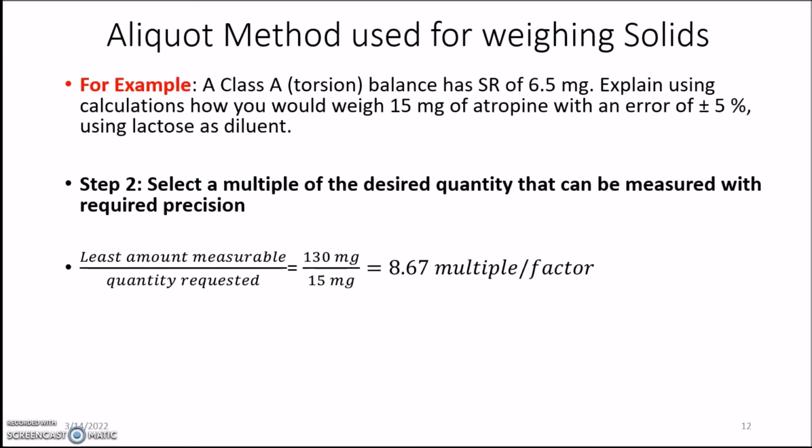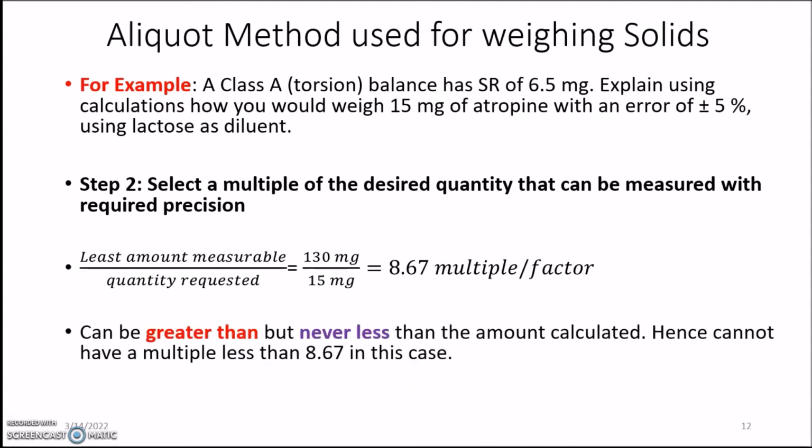And in order to determine that multiple, and we're going to discuss what that multiple is going to be used for, we determine that by dividing the least measurable or weighable quantity, 130 milligrams, by the quantity requested. When we divide that, we get 8.6 multiple, or we can call that 8.6 factor. What do we do with this factor?